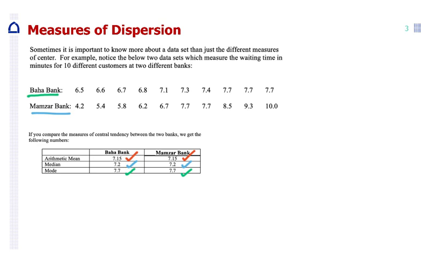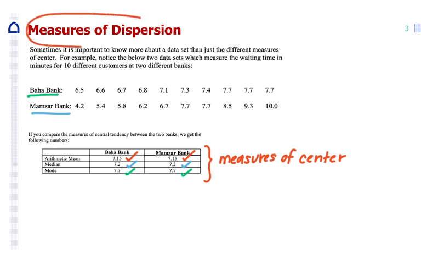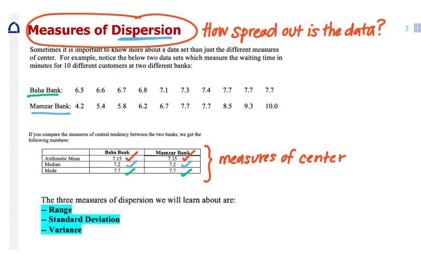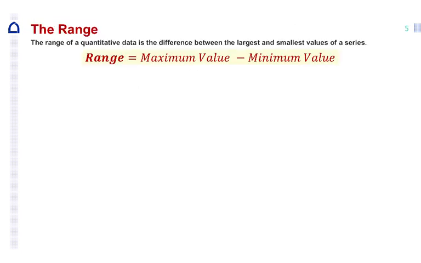So instead of measuring the measures of center, we are going to have other measures which are called measures of dispersion. And the word dispersion just means how spread out is the data. So the three measures of dispersion we will learn about in this lesson are the range, the standard deviation, and the variance. Let's start with the range.